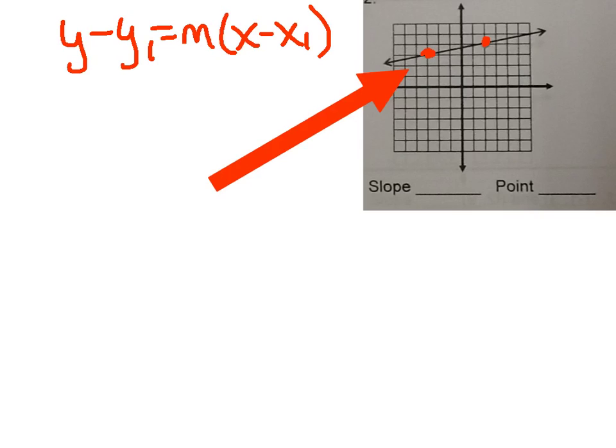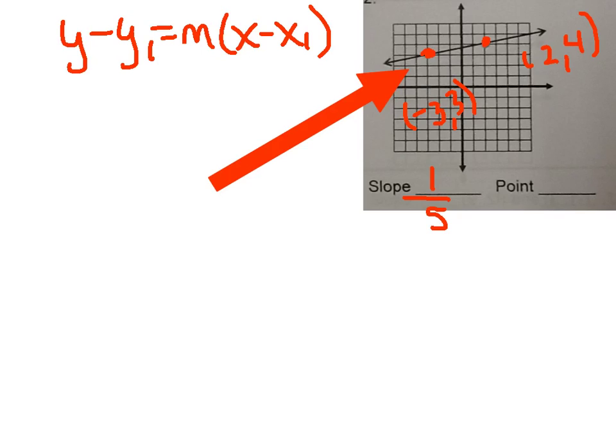Your slope, I'm hoping you recognize that slope, that you have up 1. And it looks like we're going over 5. Hopefully I'm seeing that correctly. 1, 2, 3, 4, 5. Yeah, I think that's it. Okay, and the point, let's see, you have 2 points. You have a negative 3, positive 3, and then the other one is 2, 4.